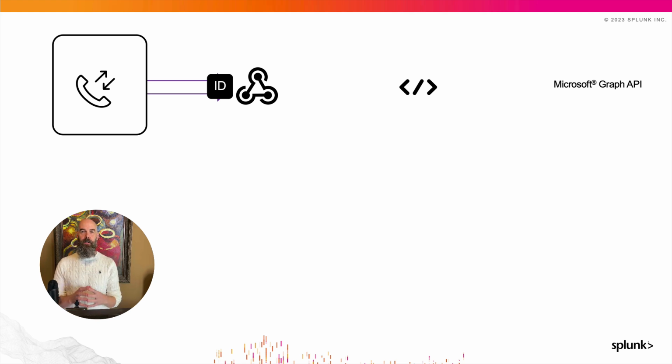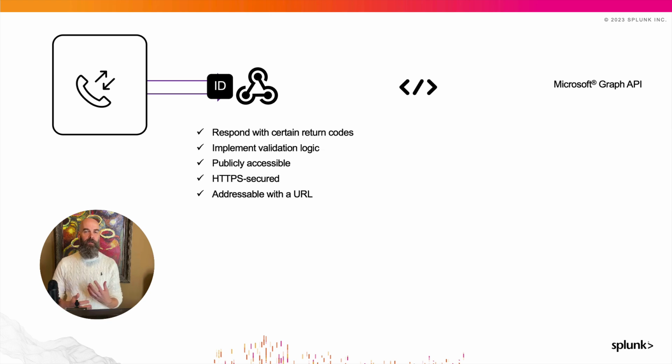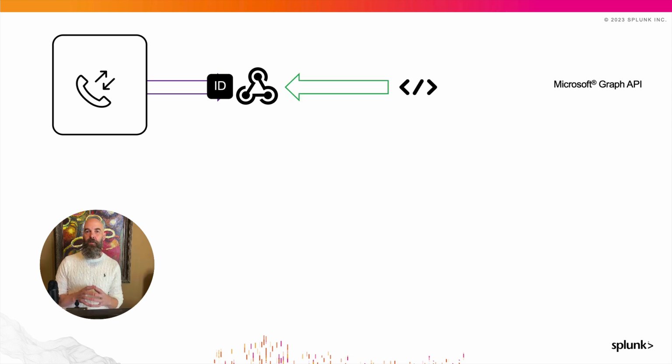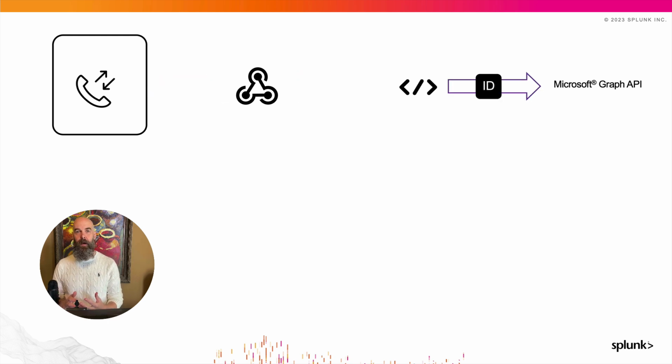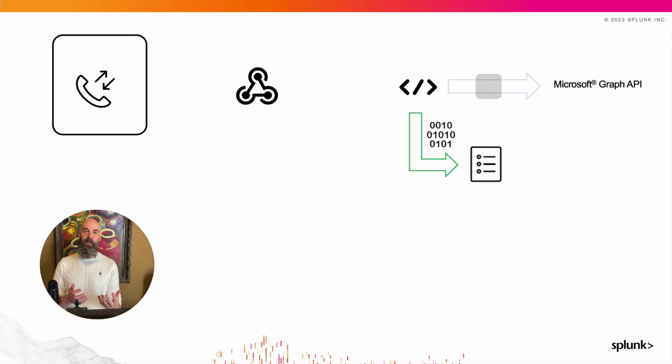And I say this is a specialized webhook because it has to respond in a certain way with certain return codes, and it has to implement specific validation logic. It also has to be publicly available and HTTPS secured without any private certificates, and it has to be addressable with a URL. And finally, the REST client will periodically read the IDs received by the webhook and make a call to the Microsoft Graph API to retrieve the full call record. It then sends this data to Splunk Indexer.